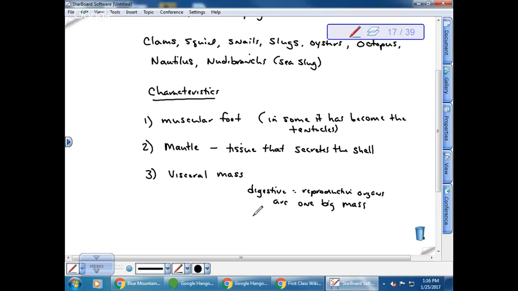Okay, so all of the mollusks have these three characteristics. If we look at the different groups, we can see how they have diverged from the ancestral form and have become more or less complicated.